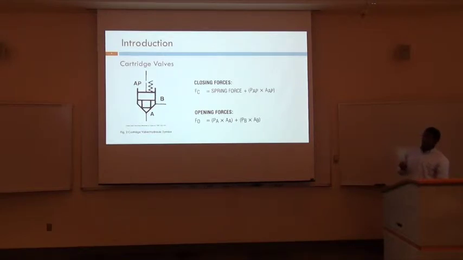For Cartridge valves, there are different sizes. Other than the size, there are different areas. So this one here is a 1 to 2 area Cartridge valve, meaning that the AP port is twice as big as the A port. So there's 1 to 2, there's also 1 to 1, and there's also 1 to 1.1.